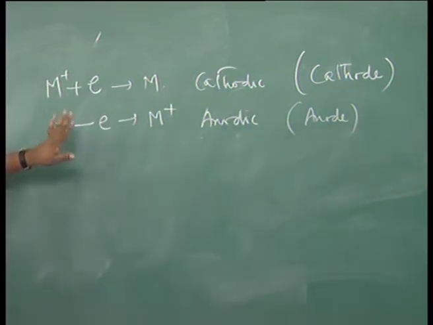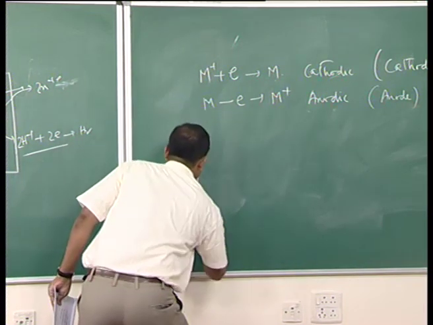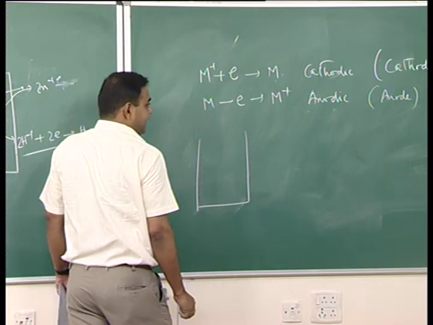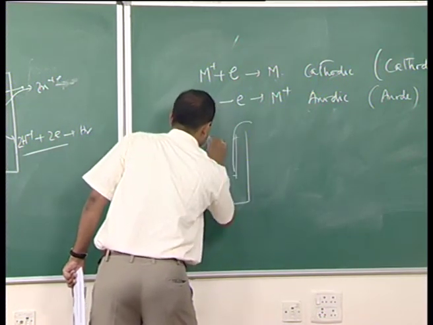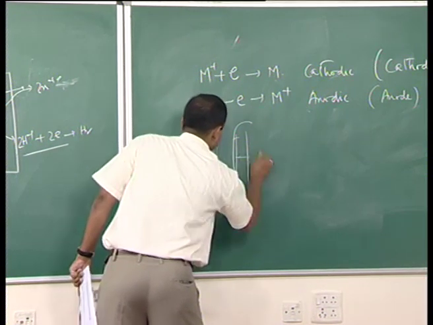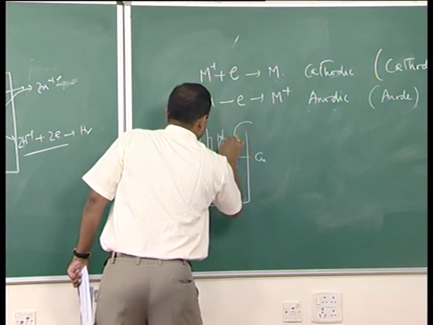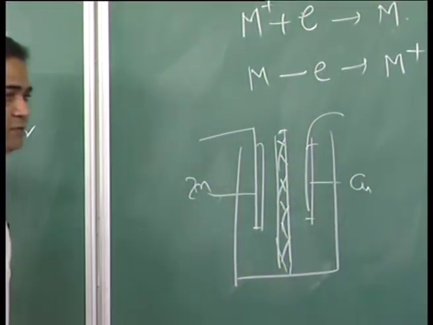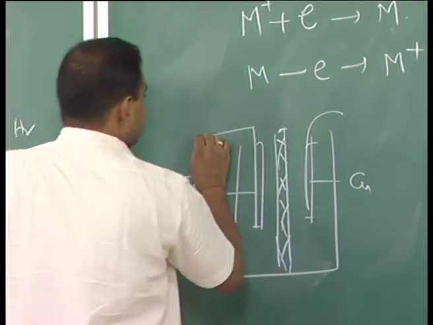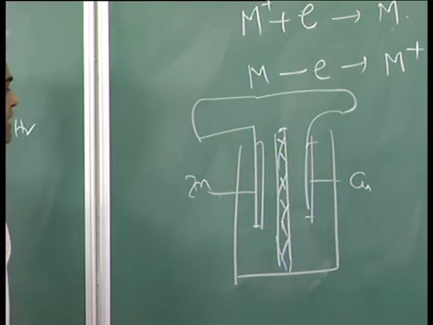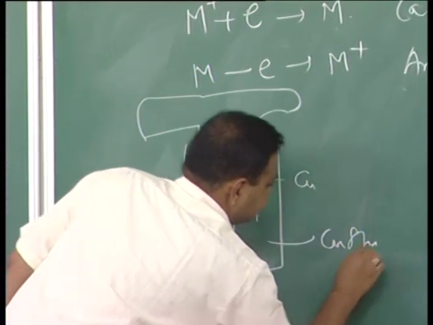Now there would be confusion, and I am coming to that. Say you have one galvanic cell, where you have a zinc rod and a copper rod. You have a separator through which charge can transfer but mass cannot transfer. And here it is zinc sulfate solution, and here it is copper sulfate solution.